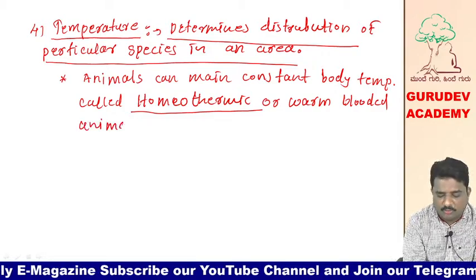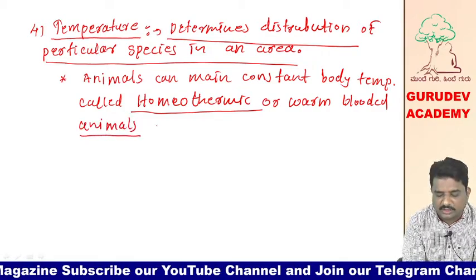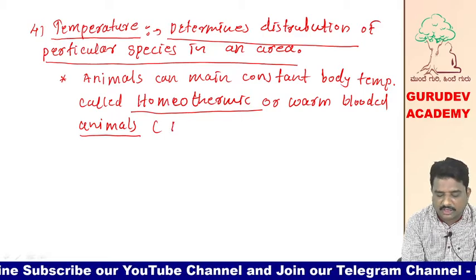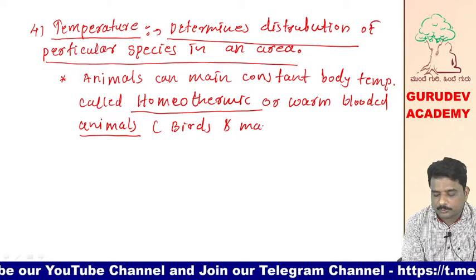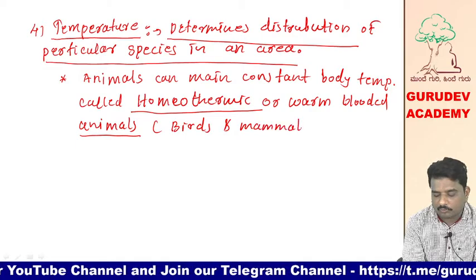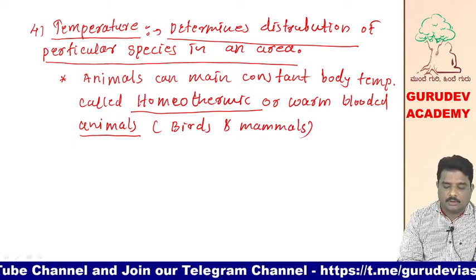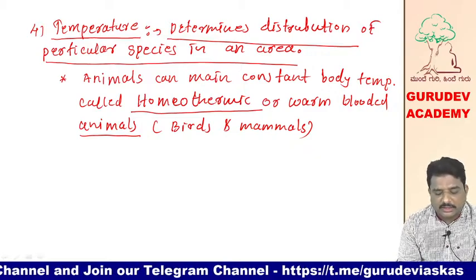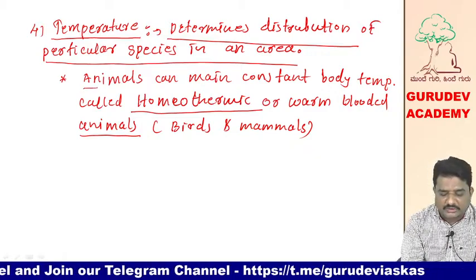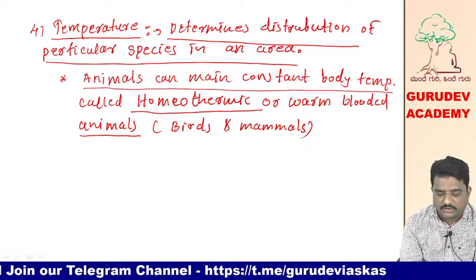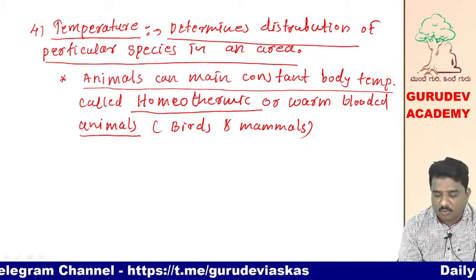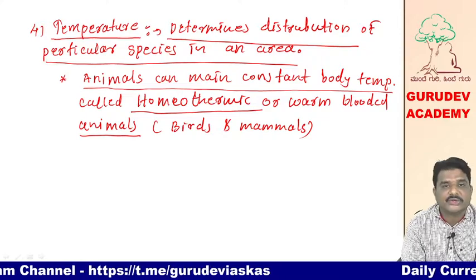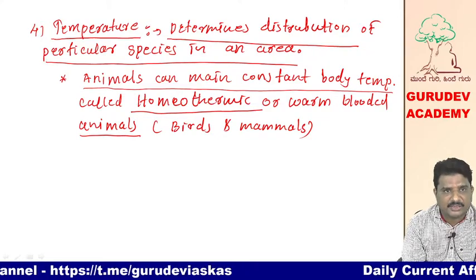So which are the homeothermic animals? We have studied the animal kingdoms. Which are those homeothermic animals? Birds and mammals. Whatever the external temperature may be, some animals maintain a constant body temperature. They are called homeothermic or warm-blooded animals, for example, birds and mammals.